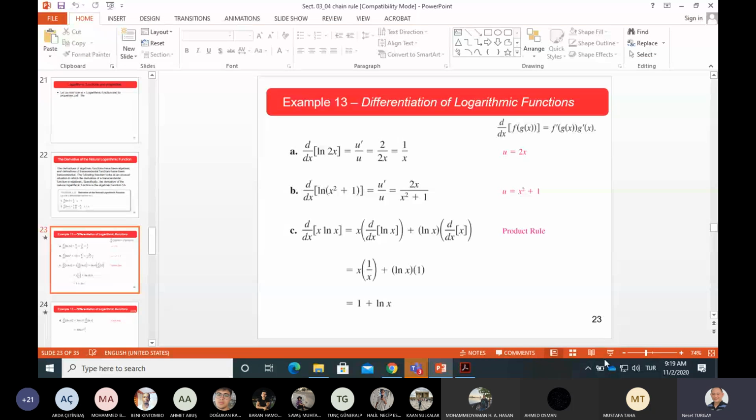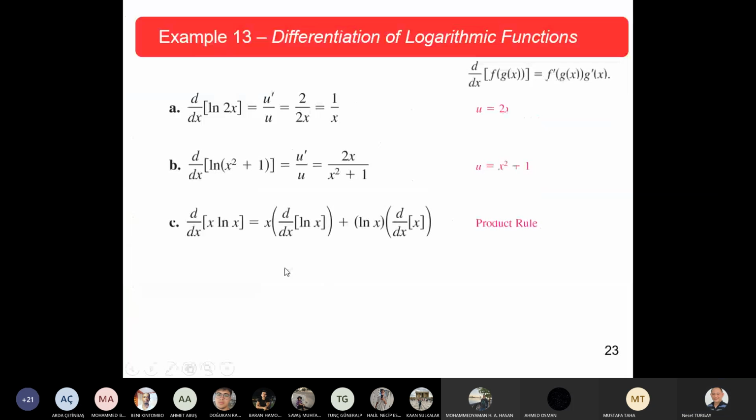Let's check. Here, for example, x times ln x. Now you need to use the product rule firstly. X times the derivative of ln x plus ln x times the derivative of x. X times 1 over x plus ln x times 1. That's it. Any questions?